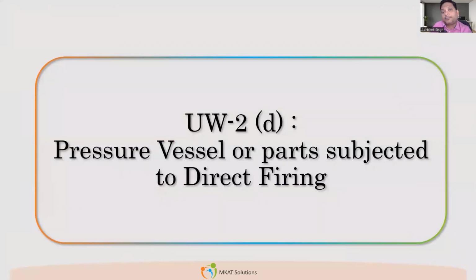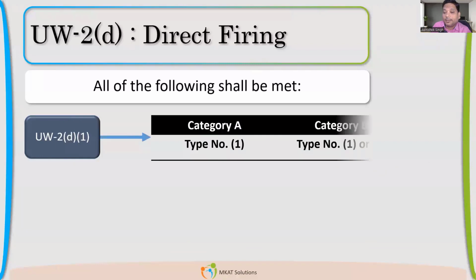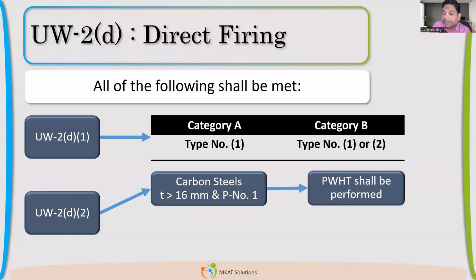If we are designing a vessel where direct firing is there, then same thing: category A, type number 1, category B, type number 1 or 2. For carbon steel, where the thickness is more than 16 mm and the material is P number 1, then PWHT shall be performed. So if you remember, what is the normal thickness limit for carbon steel?